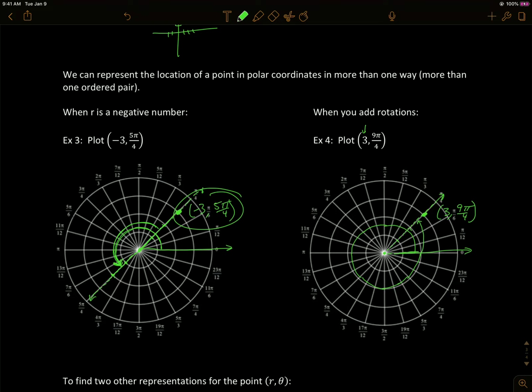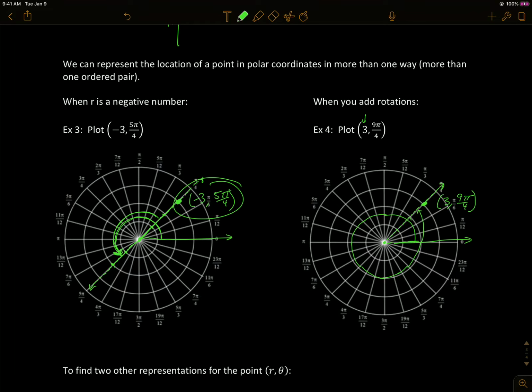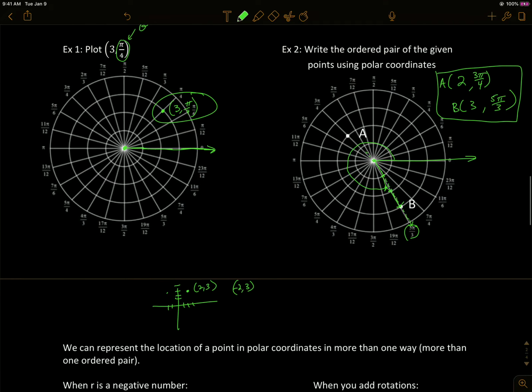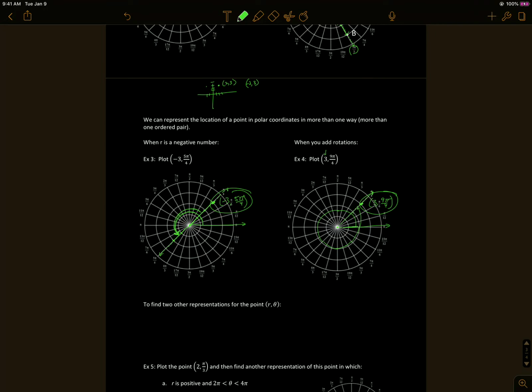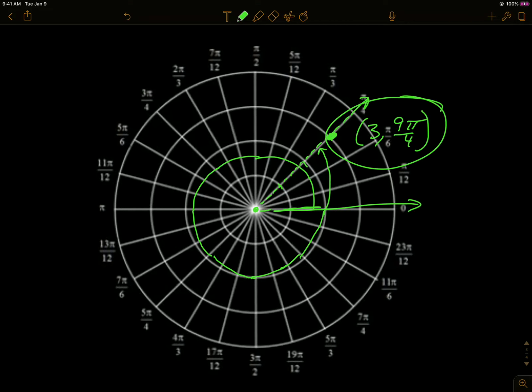I can go 1/2 rotation further and make the r negative. I can keep the r the same but go 1 full rotation. And then, of course, here was the first most simple version. And there's an infinite number of ways I can write these points. I could have started at the pole and went negative, right? And then graphed it that way.